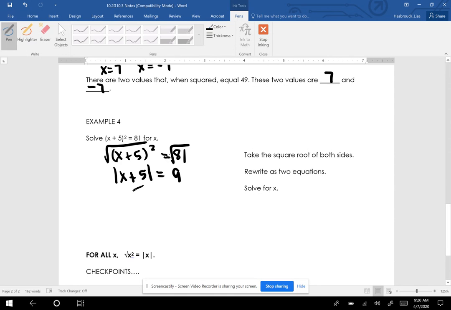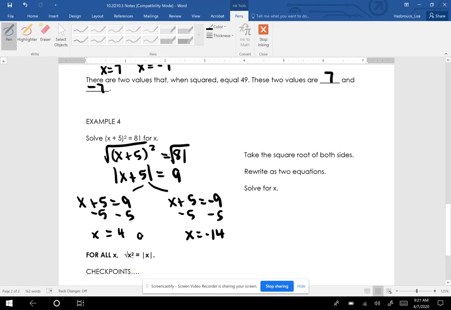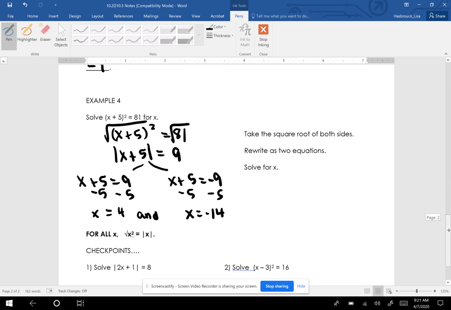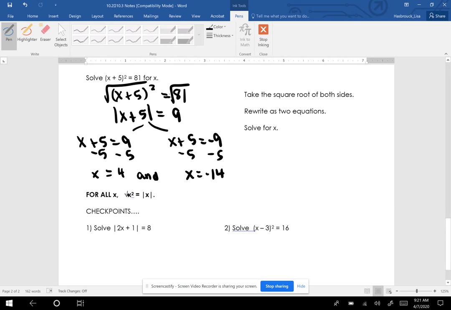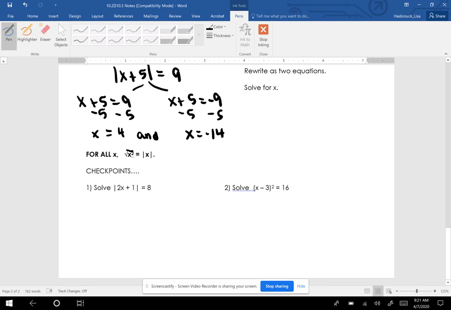From there, we're going to split it up. X plus 5 can equal a positive 9. X plus 5 can equal a negative 9. And then you solve each problem for x. So I'm going to subtract 5. X is equal to 4. Subtract 5. X is equal to negative 14. So you have two answers here. Okay. It is important to remember that whenever you have the square root of x squared, it's going to be equal to the absolute value of x, and you need to show that step.